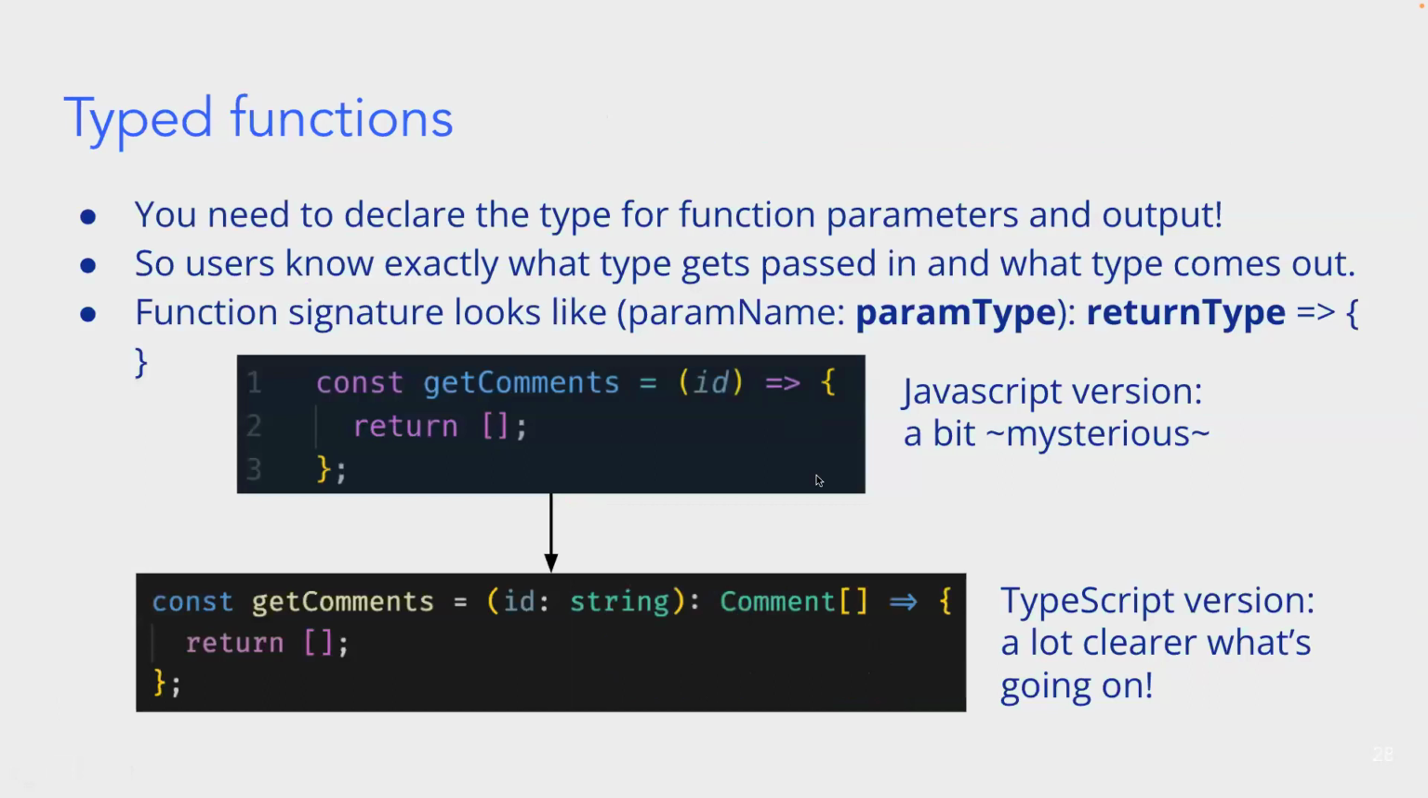All right, so another important note about TypeScript is that when you write your functions, you should declare the type for the function parameters and the function output. This way, users know exactly what type gets passed into a function and what type comes out. And you can imagine this makes it easier both as a developer writing your code and also as someone reading or using the functions you write.